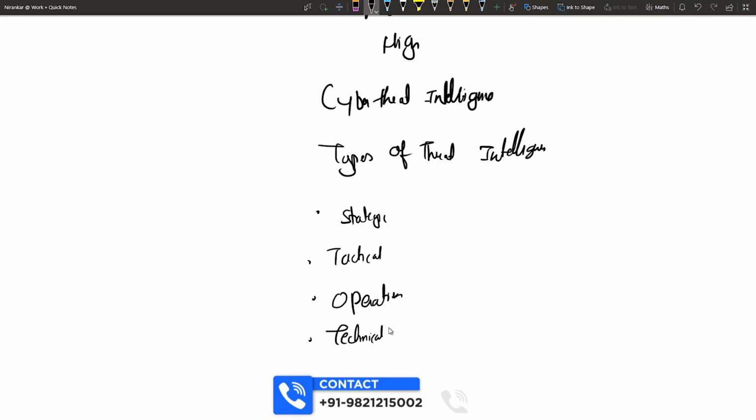So threat intelligence has a life cycle. It starts with planning and direction, goes with collection, processing and exploitation, analysis, and then the integration part.